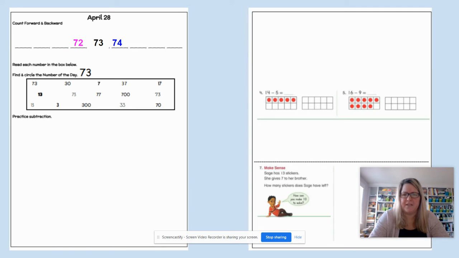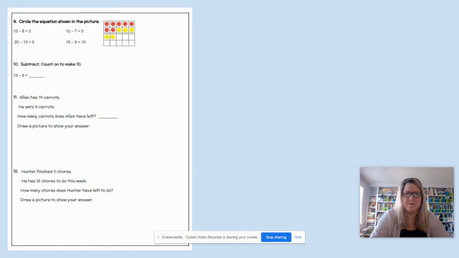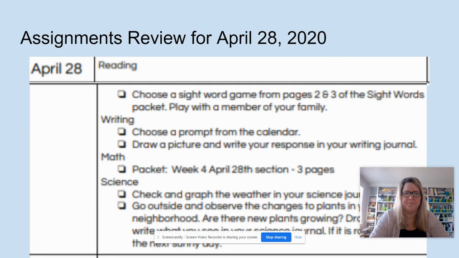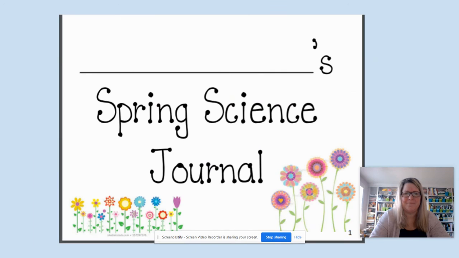Number 7 is a story problem. And then over on 9, 10 is more subtraction, and 11, 12 are more story problems. So now that I've reviewed that section, I'm going to put a check there, and we're going to move on to science. And we're going to go to our spring science journal.